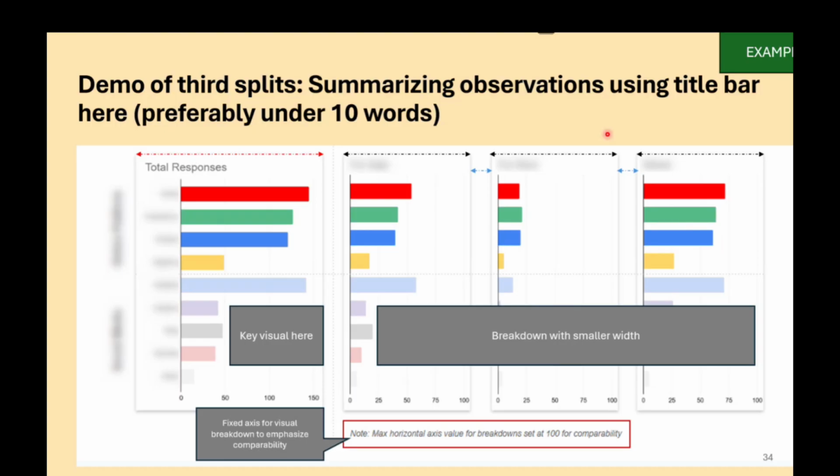I know I said I am not supposed to be putting rainbow colors, but this is what my client wanted. Okay, fine, that's why I put it. Otherwise, I would have put this all in grayscale, right? What you notice here is a typical tree split variation. This one here, you notice the width of this key visual is bigger.